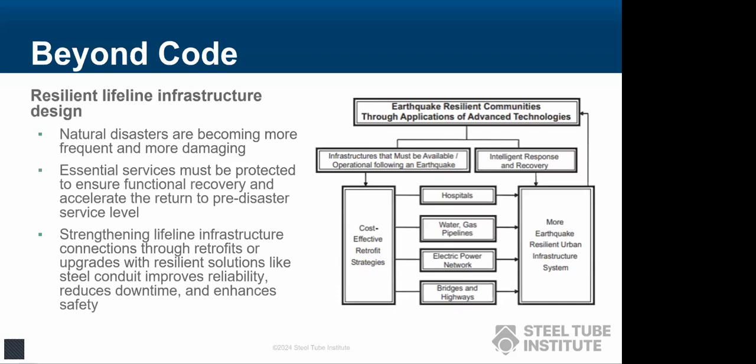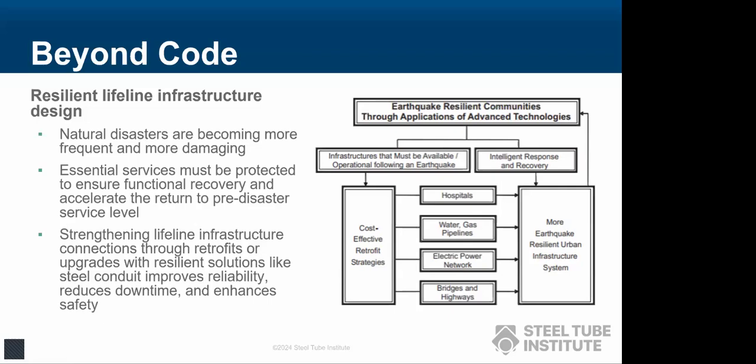Let's talk about building and building beyond codes. We know natural disasters are becoming more frequent, more damaging, and not just earthquakes. This is across the board with wildfires, with floods, with hurricanes, with tornadoes, you name it, we're seeing more and more of it. And we think it's directly attributable to climate change. These essential services that connect us all must be improved and protected so that functional recovery can then accelerate to return our communities to pre-disaster service levels.